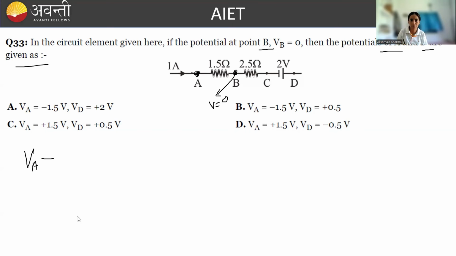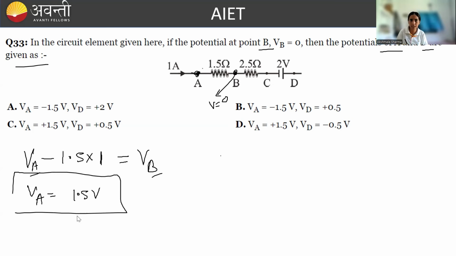VA minus, since we are moving in the direction of current, 1.5 into I, whose value is given in the question, 1 ampere, is equal to VB. Since it is not a closed loop, we can write it like this. In a closed loop, when we come back to the same point, we write VA here too, because we started from A and are ending at A. But here we started at A and end at B. That is why it is like this. So VA will be equal to 1.5 volt because VB is 0.